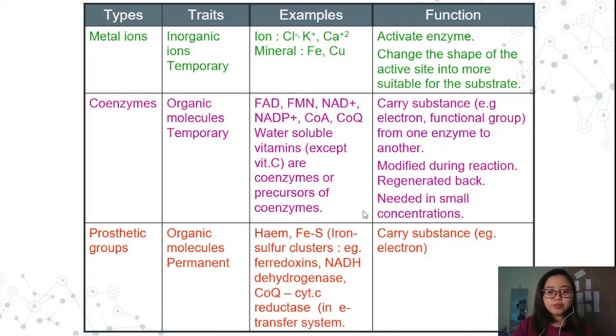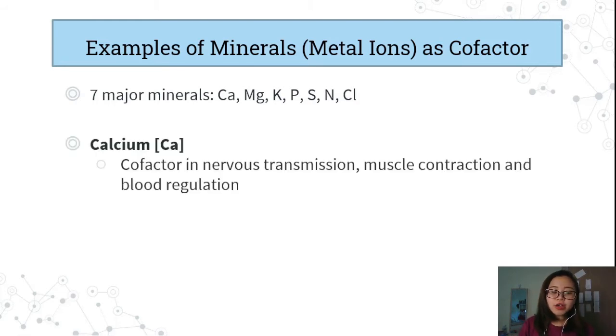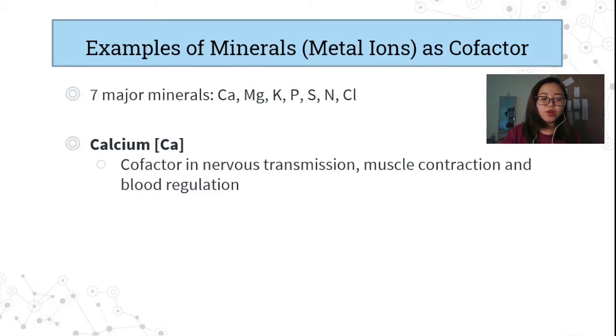Now let's move on to the upcoming slides and have a look at the examples of each type of cofactor. We're going to start with examples of minerals or metal ions as cofactors. There are 7 major minerals that can be used as metal ions, which are calcium, magnesium, potassium, phosphorus, sulfur, nitrogen, and also chlorine. For calcium ion, which is some of the more common ones or more regularly seen examples, we're going to go into calcium and also potassium.